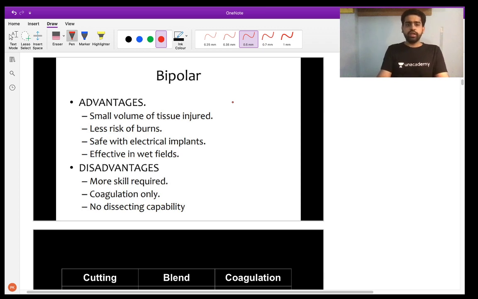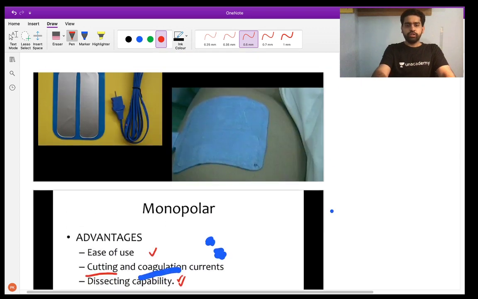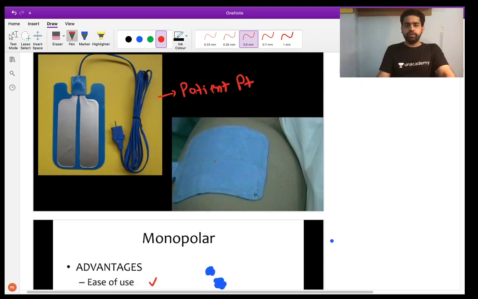In this, a small volume of tissue is injured, that is fine, and there is less risk of burns. So how can burns occur in a monopolar Quadtree? Just understand this. We are applying this patient plate over the body of the patient.